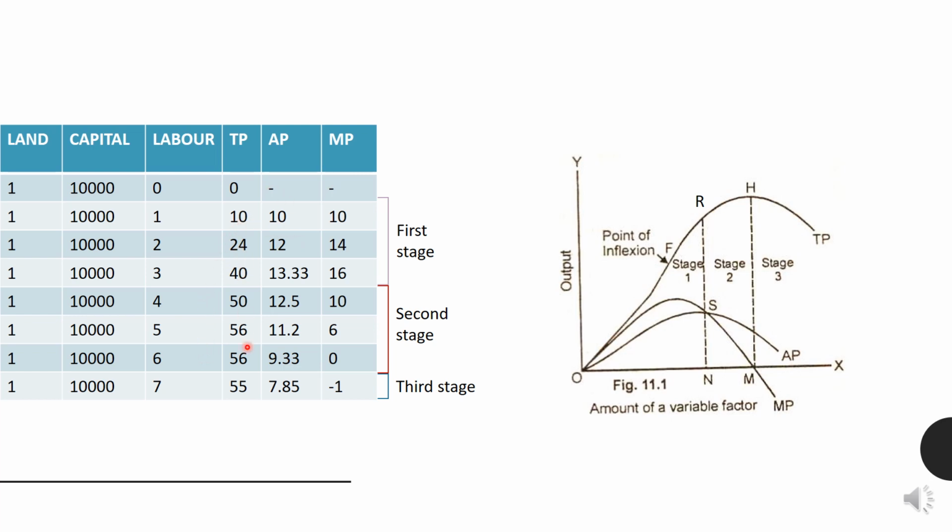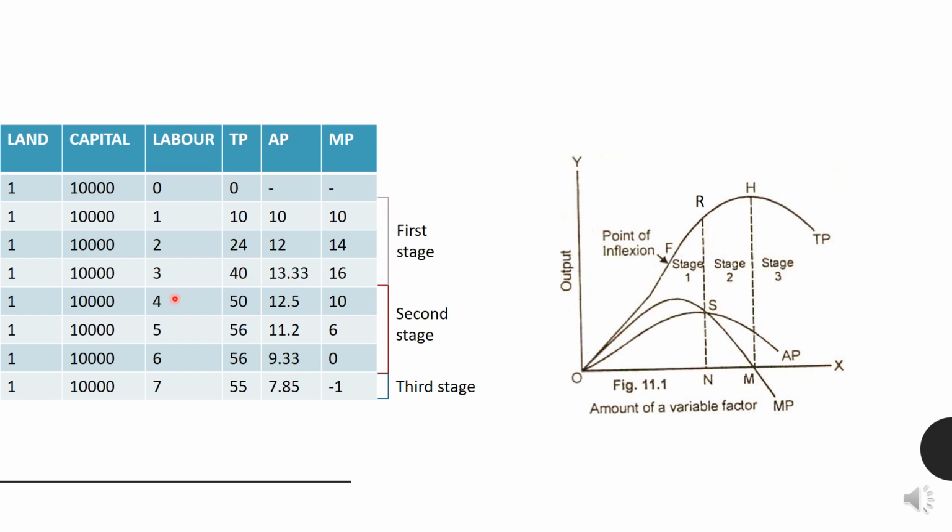This difference in the production we can observe in the MP. You know how to calculate the average product, already we discussed. Now in order to see the impact on the production, it's easy to see with the help of the marginal product. For the first unit of labor, marginal production is 10 units, and for the second it is 14 units, and for the third unit production is increasing at an increasing rate, that is 16. Till here you can observe that marginal production is increasing. Total production is also increasing at an increasing rate.